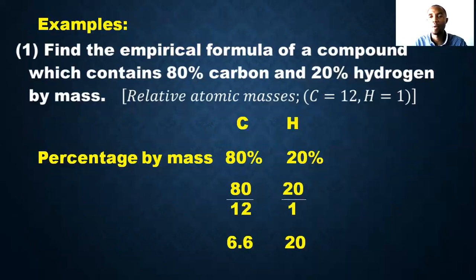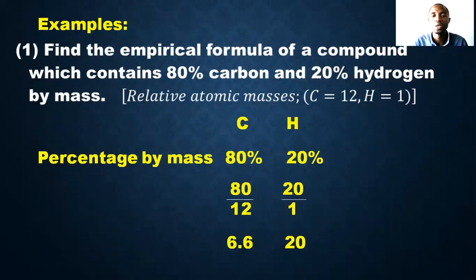Find the empirical formula of a compound which contains 80% carbon and 20% hydrogen by mass. We don't know what the compound is, but the percentage composition is given to us. The relative atomic masses of those elements are also given to us.